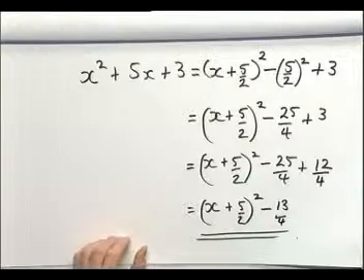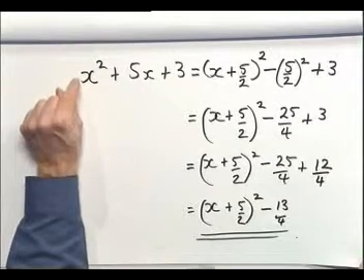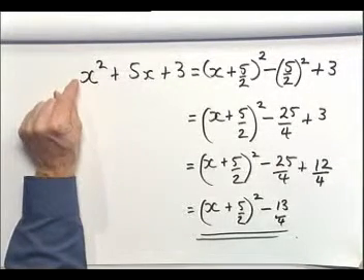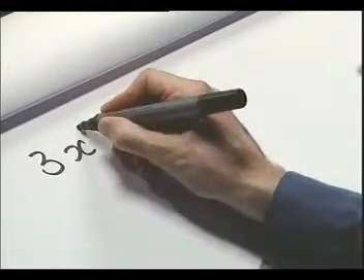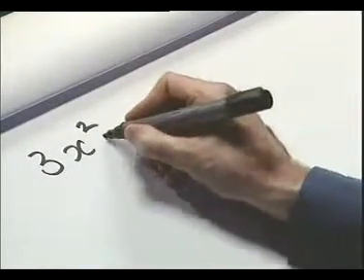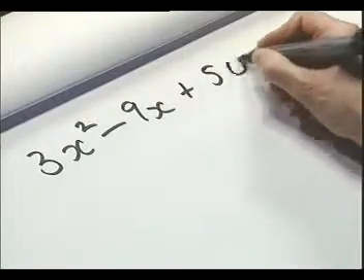This process now seems to be working quite well. But of course we haven't dealt with every kind of quadratic expression we could have, because so far we've only had a unit coefficient in front of the x squared. We haven't had another number like 2 or 3 or whatever. So let's have a look at what we would do in that case. So we have 3x squared minus 9x plus 50.